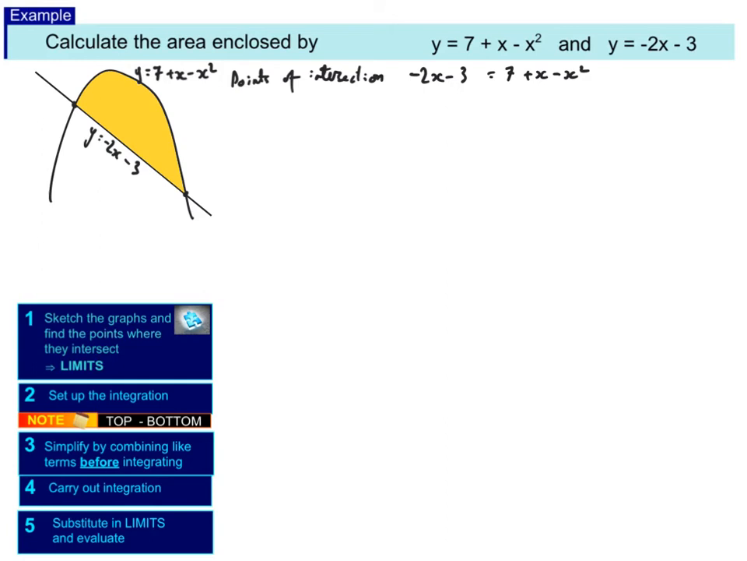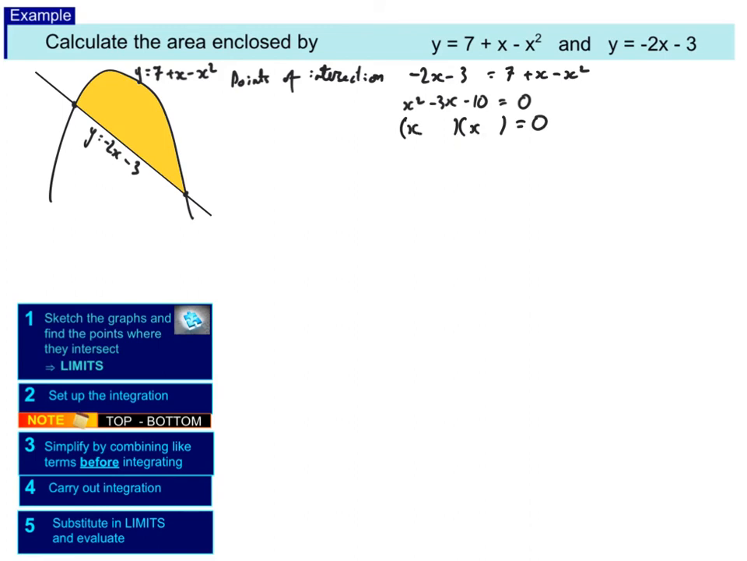So I'm going to add an x squared to each side. I am going to subtract an x from each side, and then I'm going to subtract 7 from each side. And that is going to give me a 0. The reason I've brought this stuff on the right over to the left is so I get a positive x squared there, just making this a little bit easier to factorise.